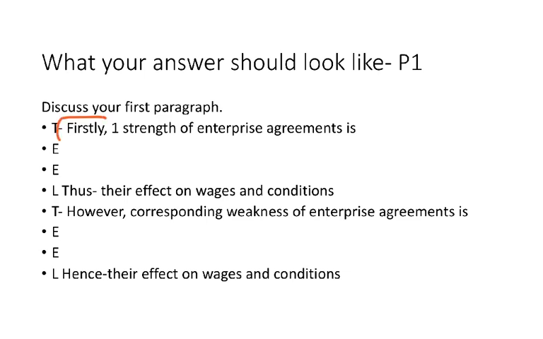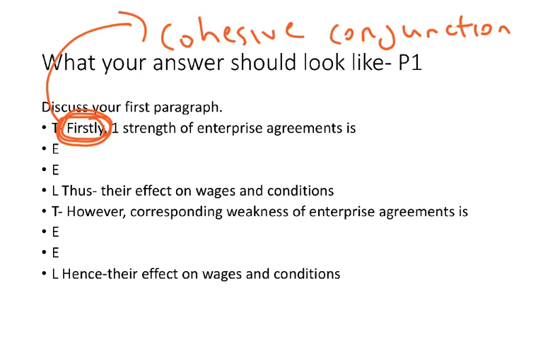So firstly, start off with what we call a cohesive conjunction. Your paragraph should be started this way because it'll flow better. So a cohesive conjunction, so cohesive obviously means sticking together, and a conjunction is a joining word. So you start off with the strength.